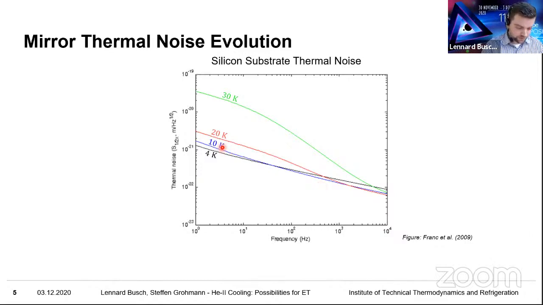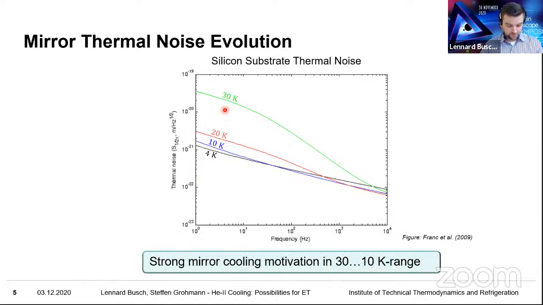But once you go from 10 Kelvin across 20 all the way to 30 Kelvin in the substrate, you get an increasing thermal noise growth. And especially in the lower frequency region, just between 20 and 30 Kelvin, the total thermal noise of the substrate increases by about 1 order of magnitude even. So if we use silicon mirrors in the ET-LF, we can, at least in the substrate itself, see already a strong cooling motivation in the 10 to 30 Kelvin range.